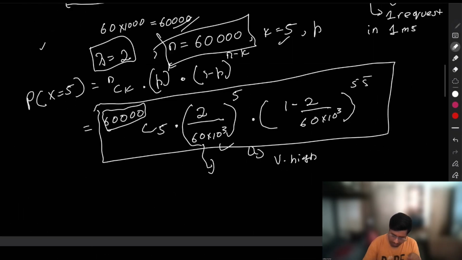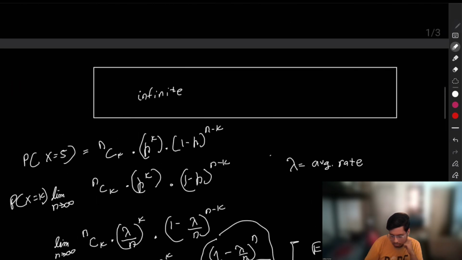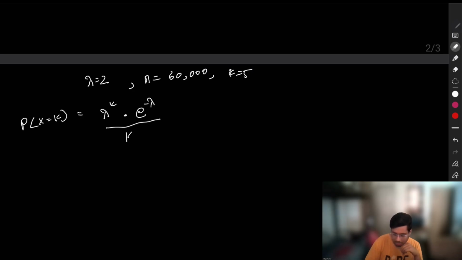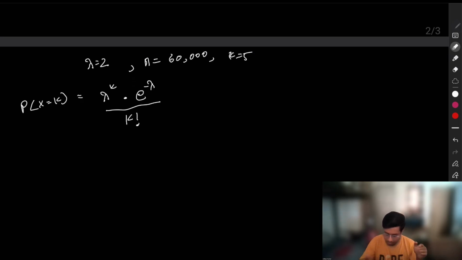So let's use Poisson distribution in this example only. In this example, our lambda was 2, our n was 60,000. What was the value of k? The value of k was 5. So what is the Poisson distribution that we have just derived? It is equal to lambda raised to the power k multiplied by e raised to the power minus lambda upon k factorial. Okay, so now let's calculate it.